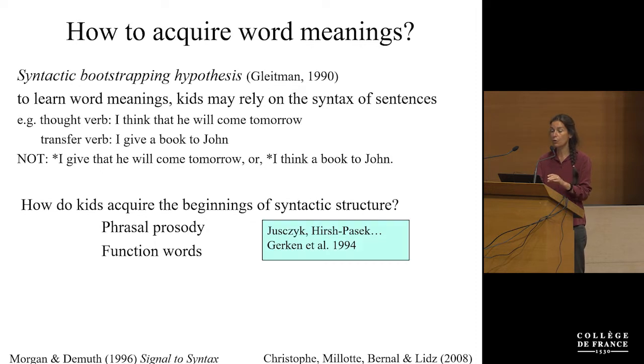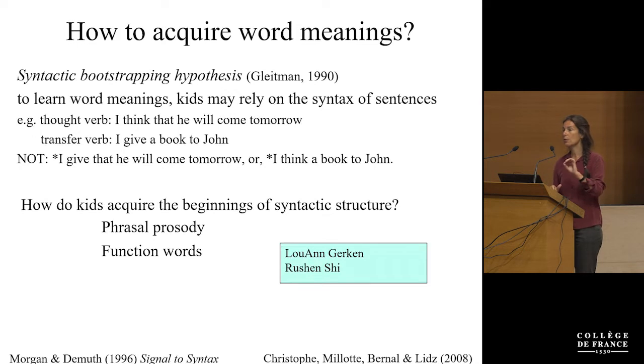So one is phrasal prosody. So that's the prosody of sentences that chunks sentences into groups of words. And these groups of words correspond to the syntactic units, not perfectly, but the boundaries of the prosodic units correspond to boundaries of syntactic units. And again, there's lots of work, I've cited a few here, showing that very young children pay attention to phrasal prosody. The other thing that kids could use is the function words and morphemes, so things like articles, auxiliaries, also conjugation terminations and stuff like that. And again, there's lots of work showing that very young children pay attention to these highly frequent morphemes.